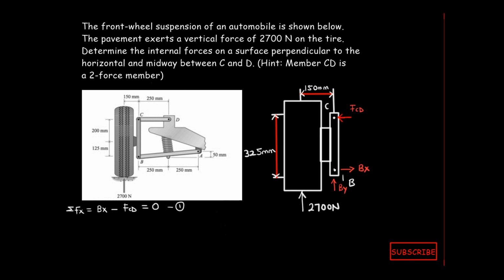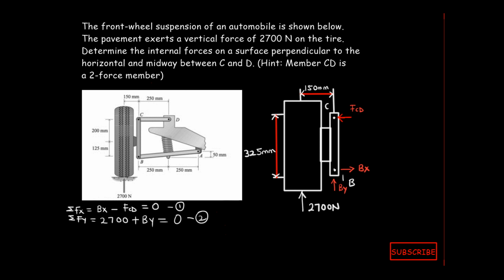Then I'm going to have the sum of the forces in the y direction also, and then that will be the 2,700 newton, which is positive, and then the By. Sorry, the By is also positive because it is pointing upwards. So let's take note of that. So that will be plus By. It is positive, it is pointing upwards. So that will also be equal to 0. Let's name this equation 2.